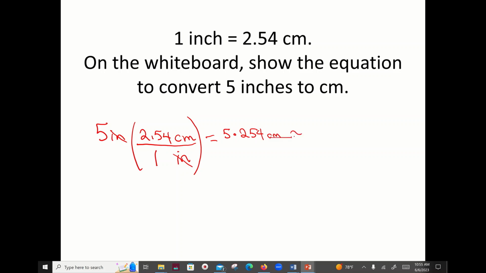And that's about 12.5 centimeters, probably something like 12.7. So again, put that in your calculator to get the exact number.